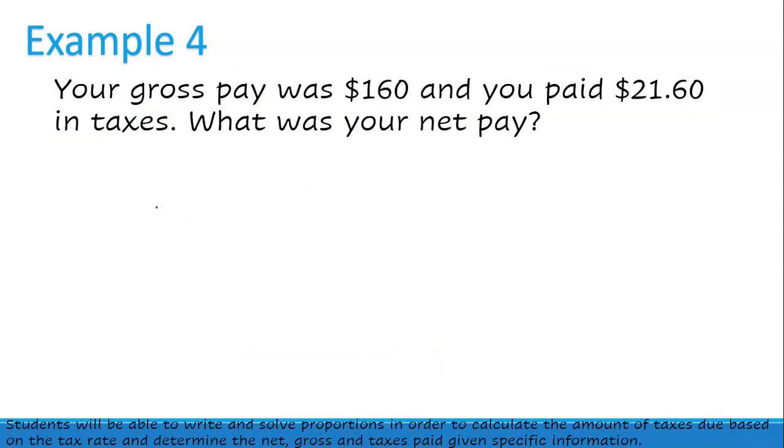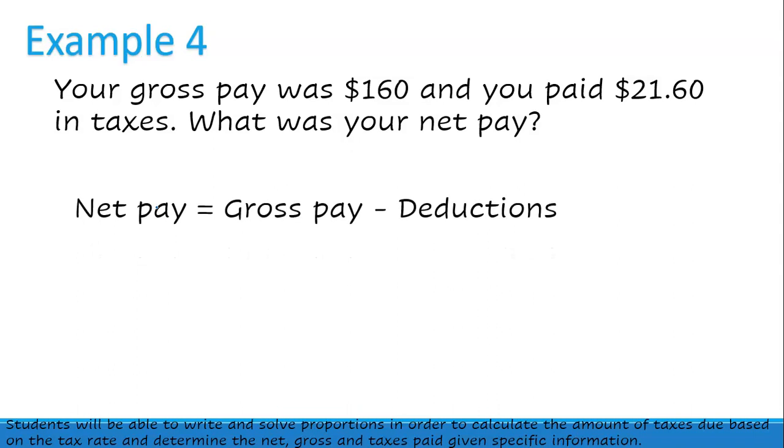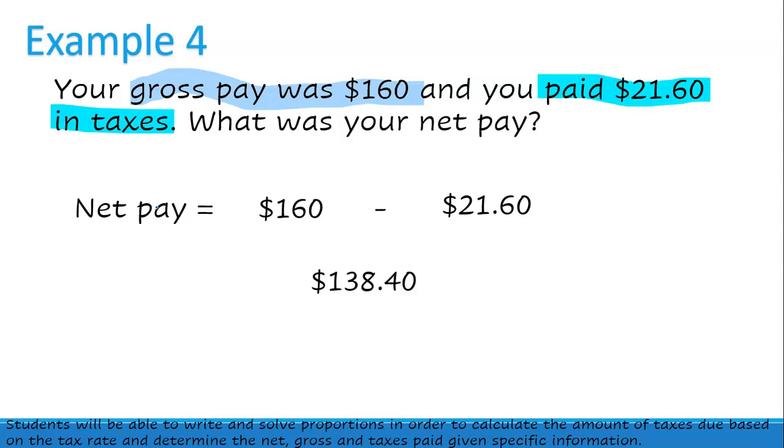So if your gross pay was $160, and you paid $21.60 in taxes, what's your net? So your net pay would be $138.40.